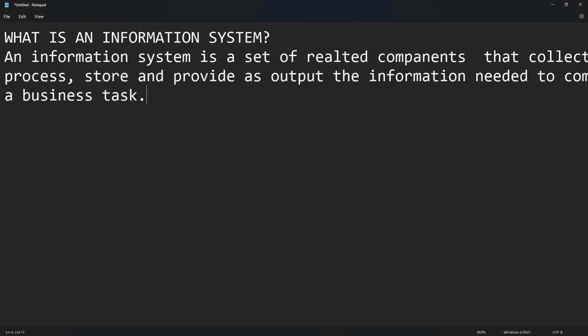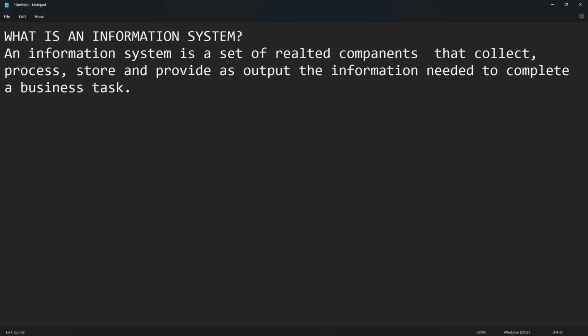Alright, so in the video we are going to talk about information system, computer application, system analysis, system design, the source code processes, a project, and what a project is, and many more. So what exactly is an information system? An information system is a set of related components that collect, process, store, and provide as output the information needed to complete a business task. Yes, so I'll paste it here so that you have a clear look at it. Yeah, so this is what an information system is.